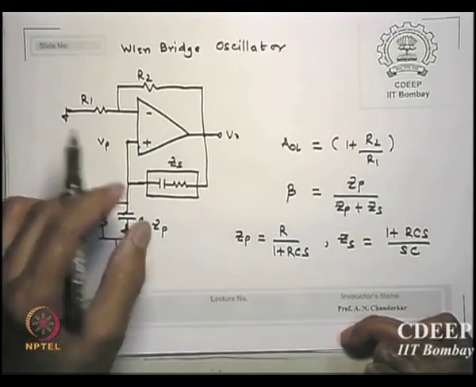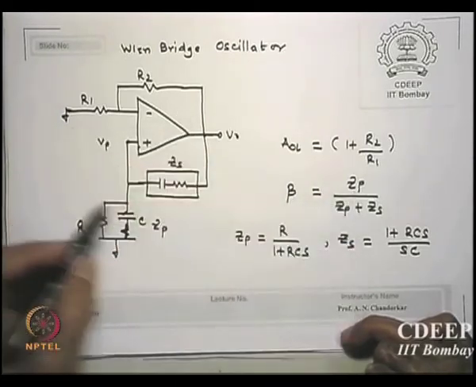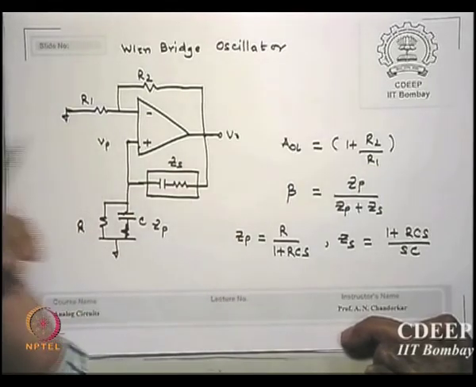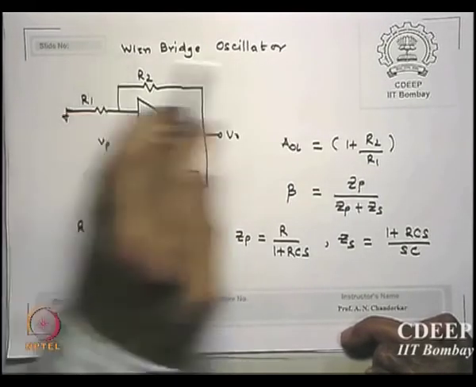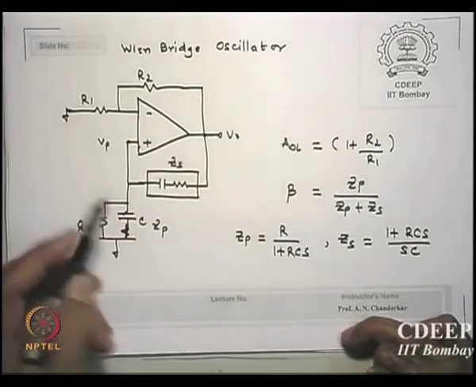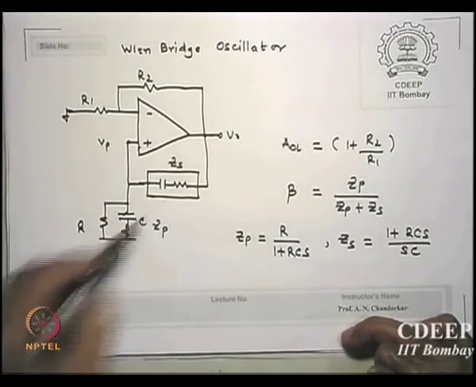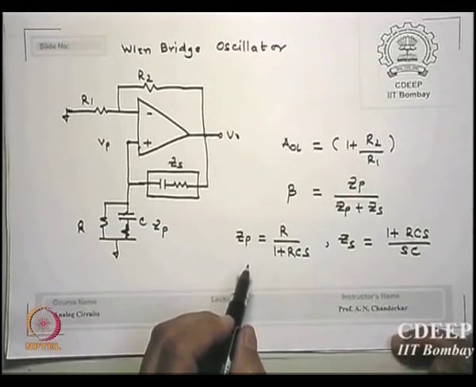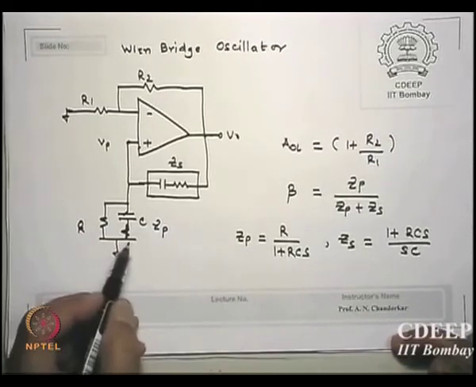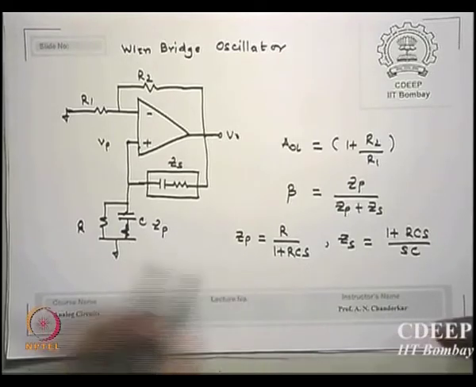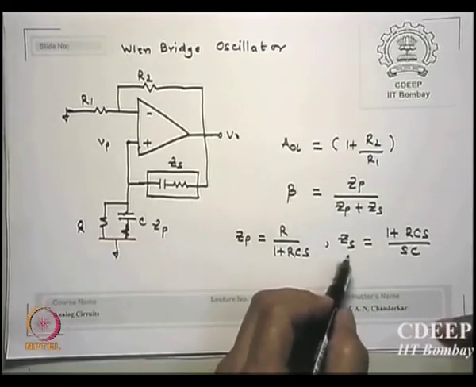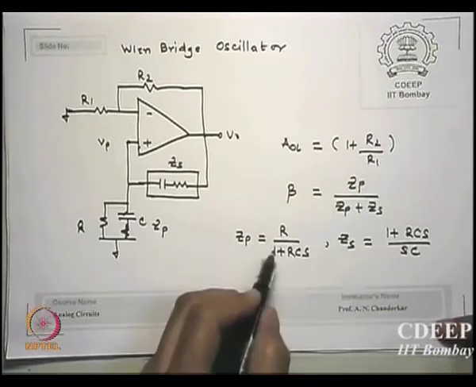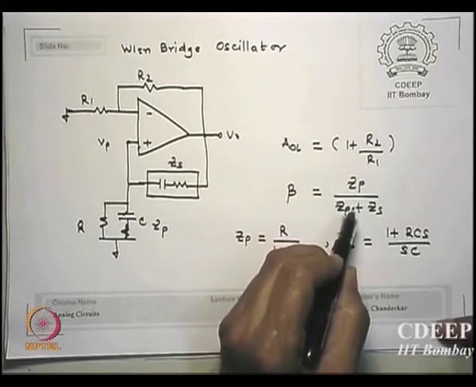So Zp upon Zp plus Zs is essentially Vp by V0, which is your feedback factor. Is that okay? This voltage by this voltage is essentially the ratio of this upon this plus this. So how much is Zp? Parallel combination of the R and C, so R upon 1 plus RCS. This is series, so Zs is 1 plus RCS by SC. Is that okay? I can substitute this in the beta factor.